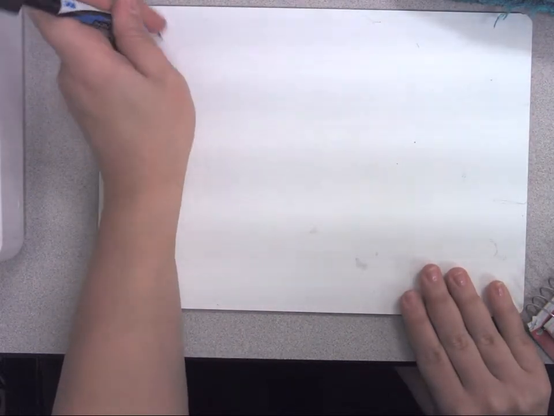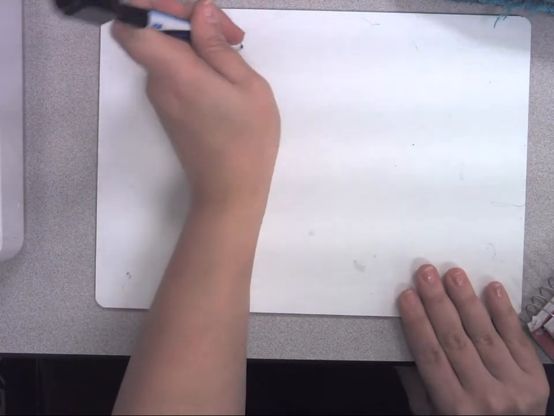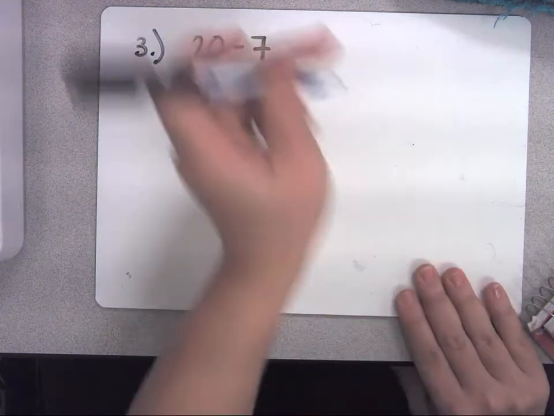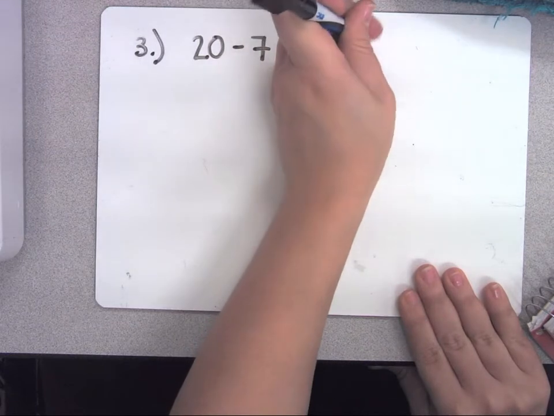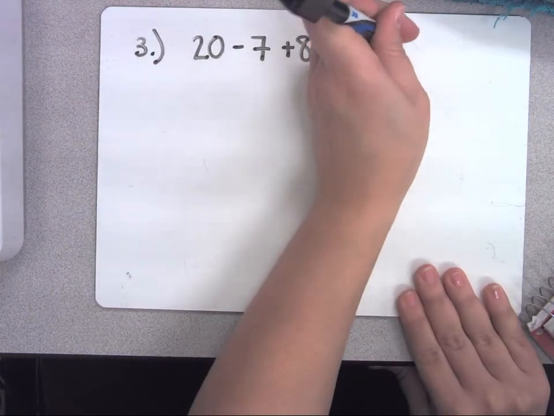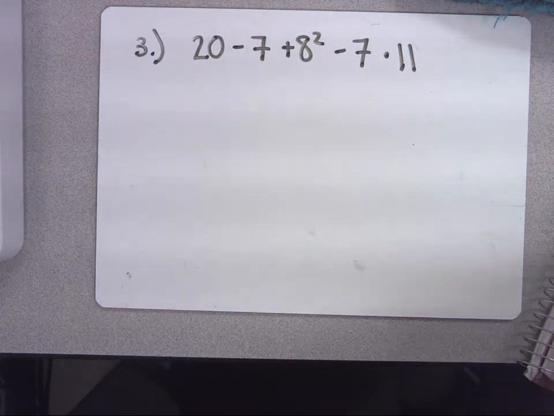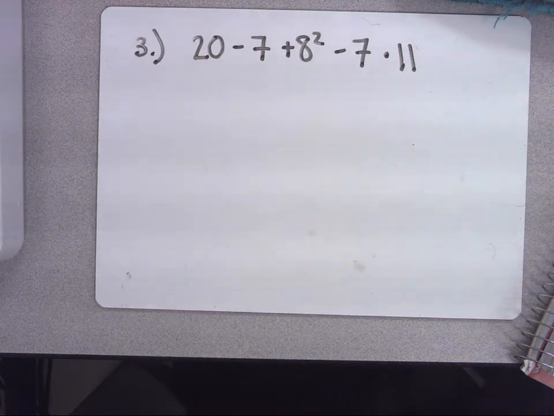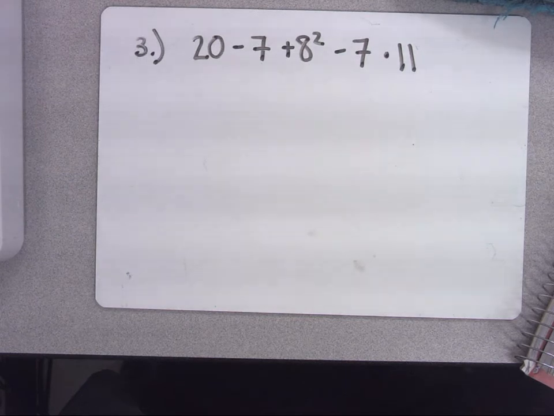Okay, number 3. Similar one. 20 subtract 7 plus 8 squared subtract 7 times 11. Just a little bit of a change up. Now this time, Jalen, what you going to do first? Well, yeah, and you should do the exponent first. But yes. That would be a good idea.